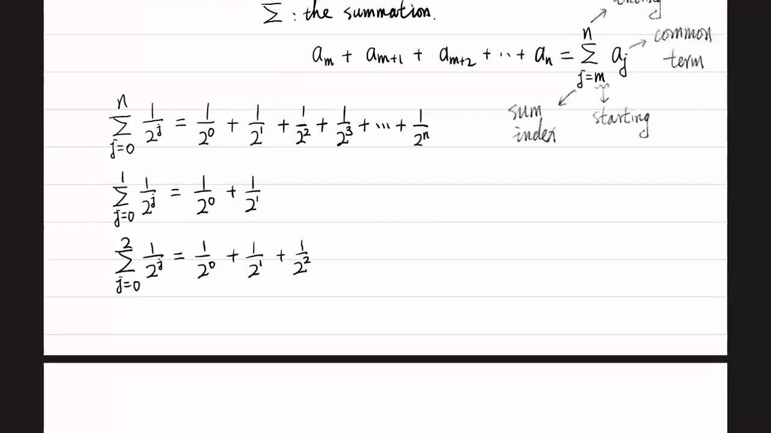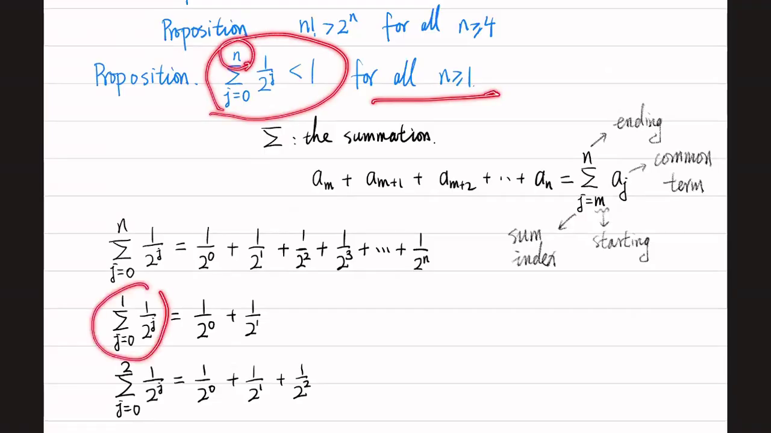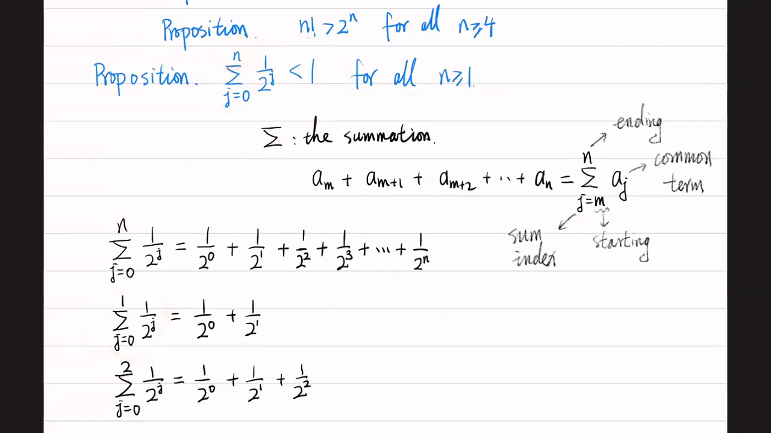Okay. So now we want to check how do we prove this? For all n greater than or equal to 1. Let's check a few cases. When n equals 1, we have this expression. It's less than 2. It's not less than 1 since we start at 0. Correction, this should be less than 2.